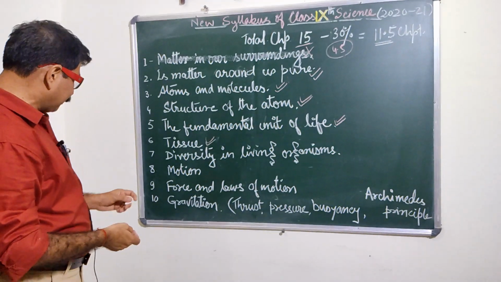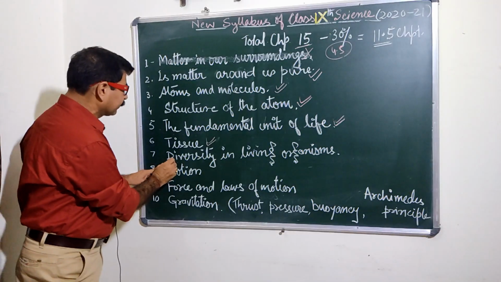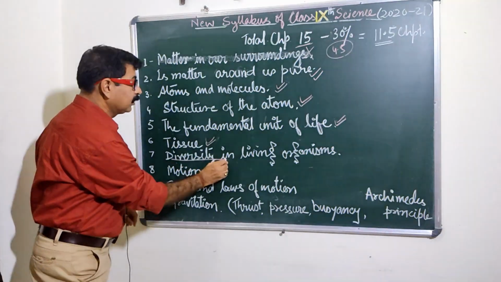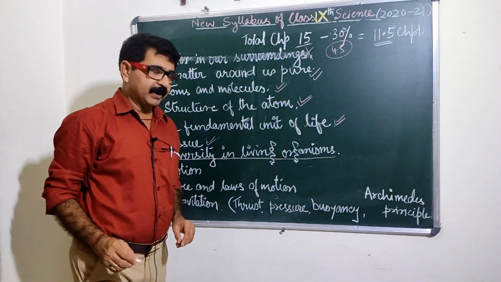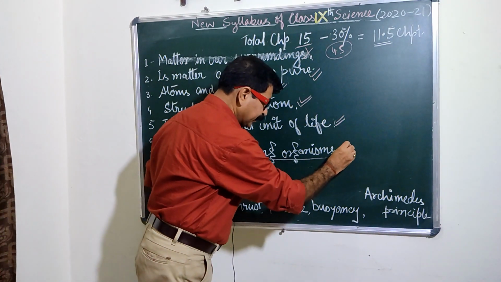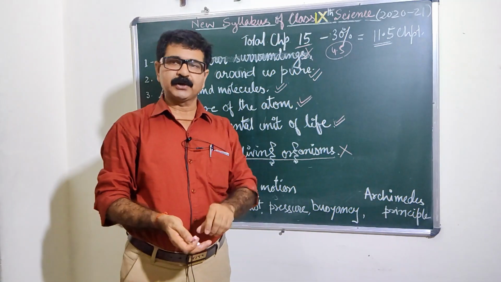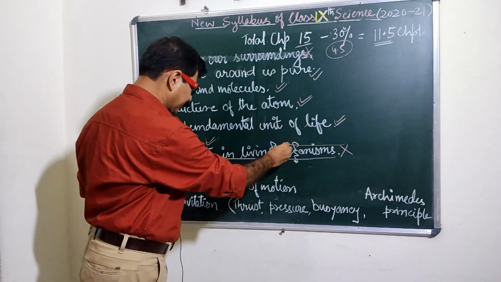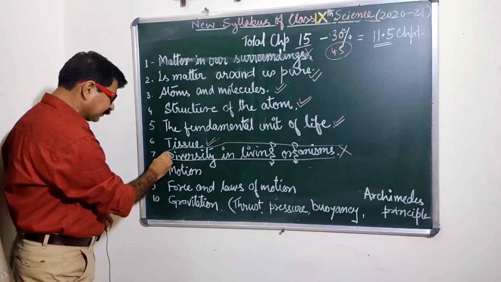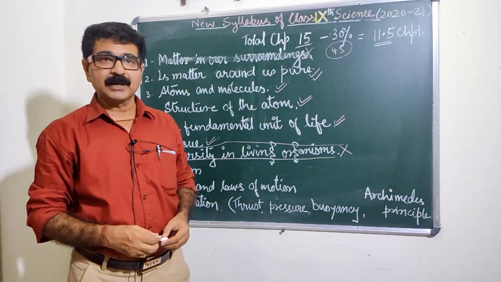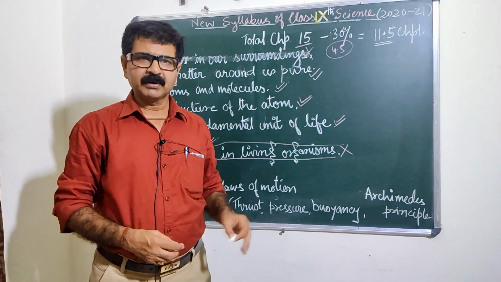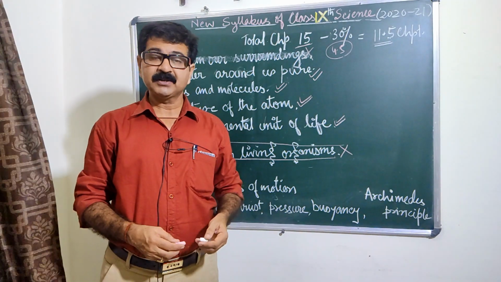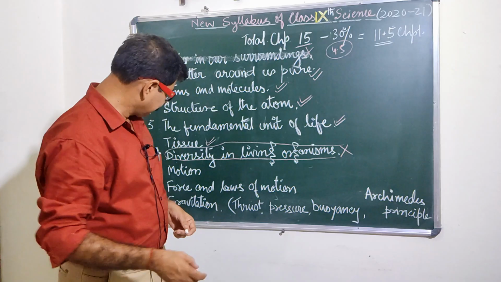There is a change in chapter 7, Diversity. This chapter was a big, huge chapter. Of course, it is an important chapter, but this chapter has been reduced. The entire chapter has been removed. Of course, it is very important for those who are going to take Bio in 11th. But this time, CBSE has reduced this chapter.